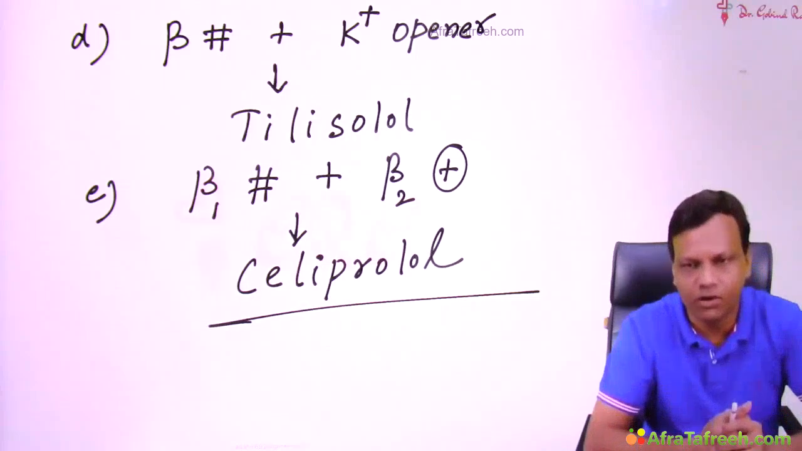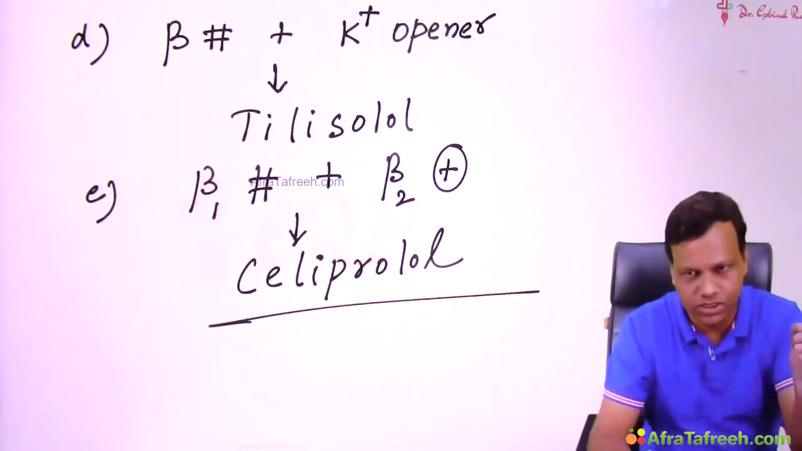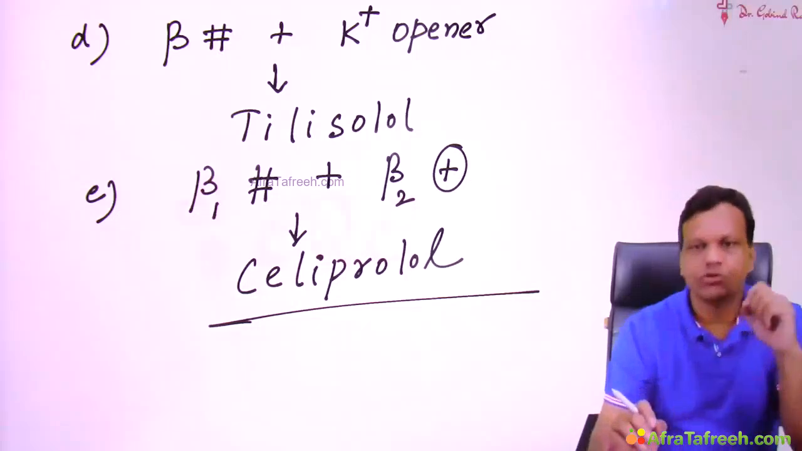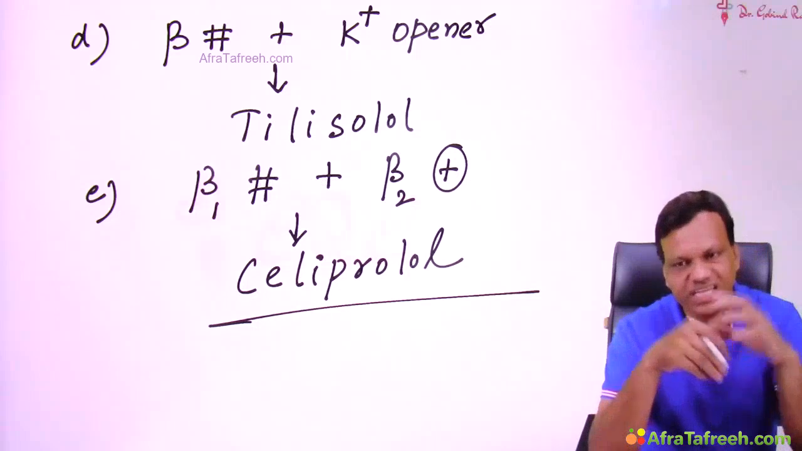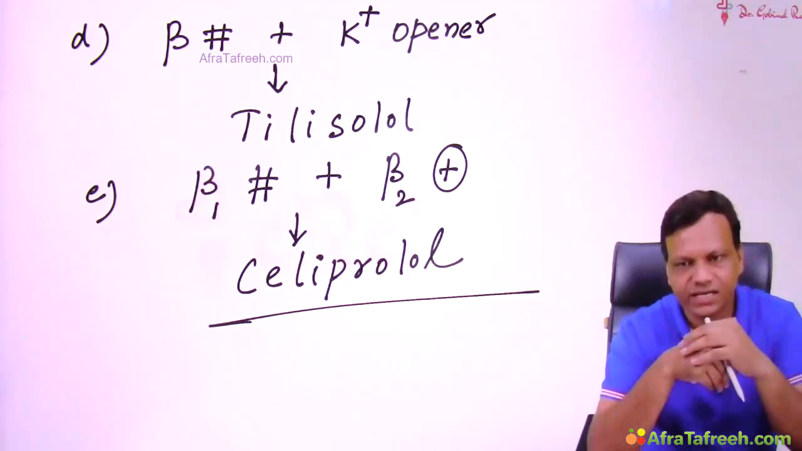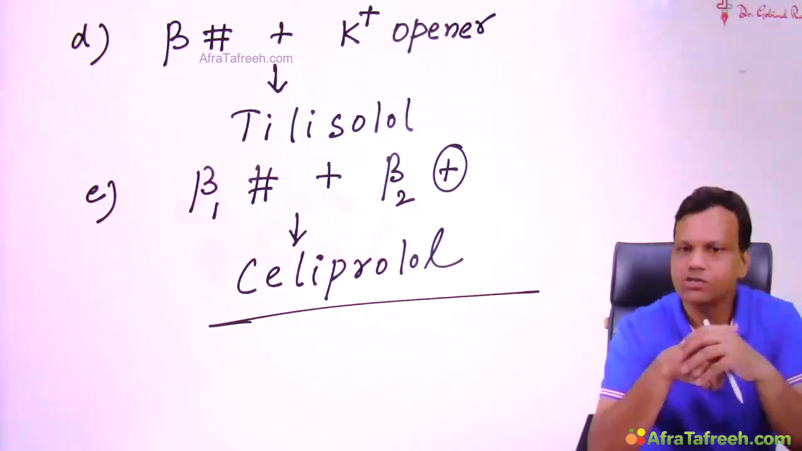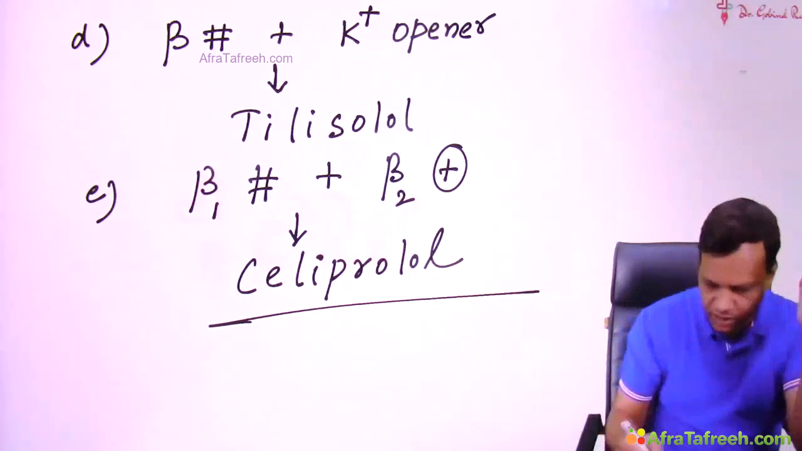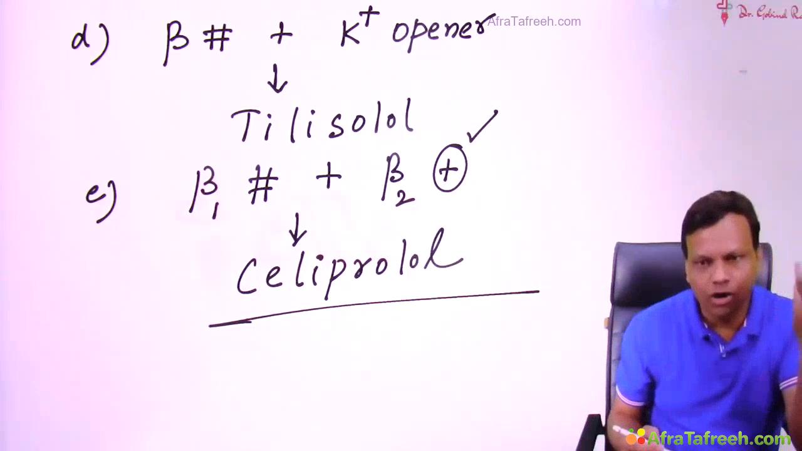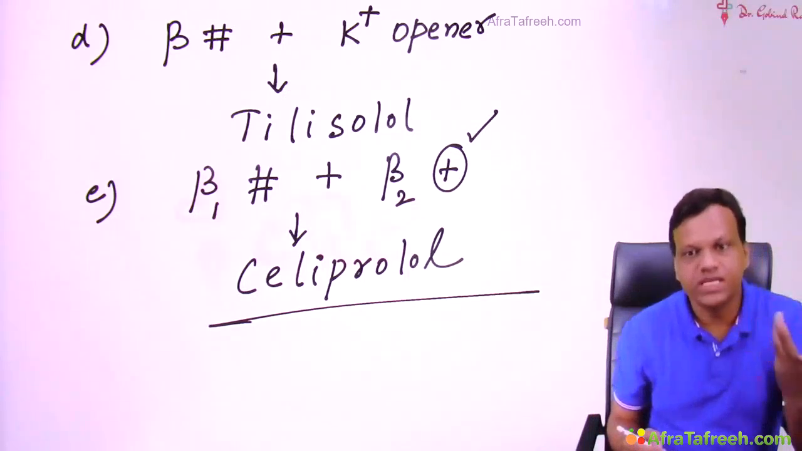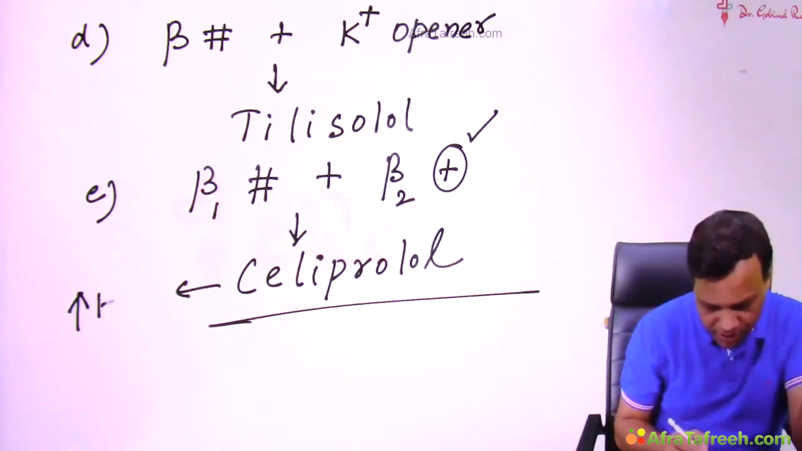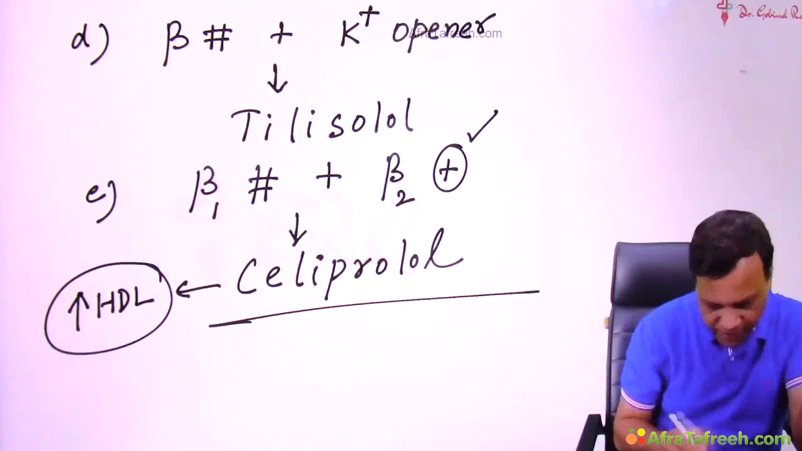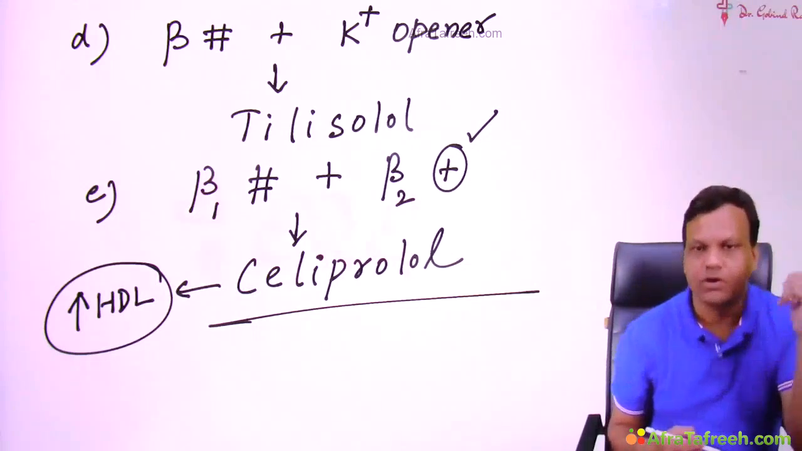Celiprolol is a beta 1 blocker and beta 2 agonist. And one special point to remember: we know beta blockers cause a dyslipidemia. They decrease HDL, increase LDL, etc. And that is mainly because of blocking beta 2. So if a drug stimulates beta 2, not blocks beta 2, then it should improve the lipid profile. So it has been found that celiprolol increases HDL instead of decreasing, unlike other beta blockers.